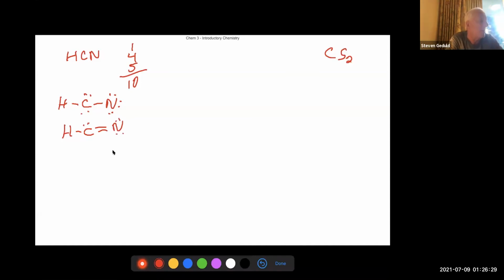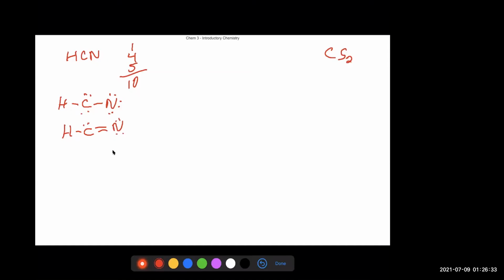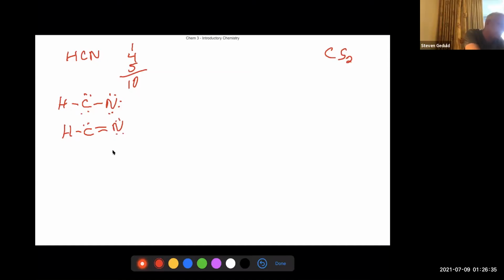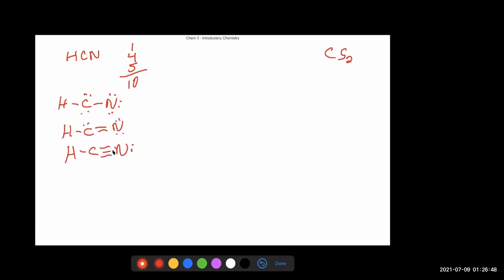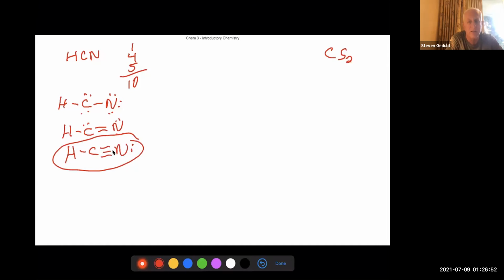Okay, everything has 8. Count your electrons. 12. Still not. So make a triple bond. There goes 8. Count your electrons. It's 10. Bingo. You got it. That's it. That's what hydrogen cyanide looks like.